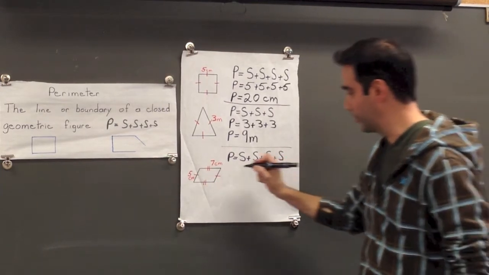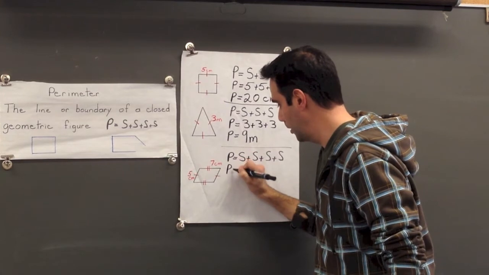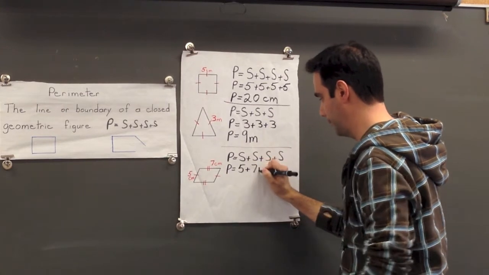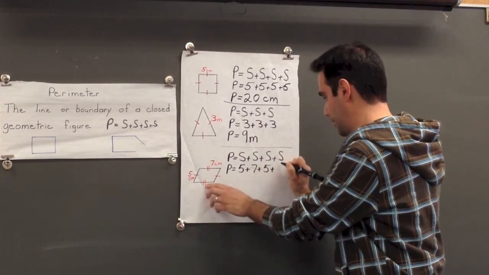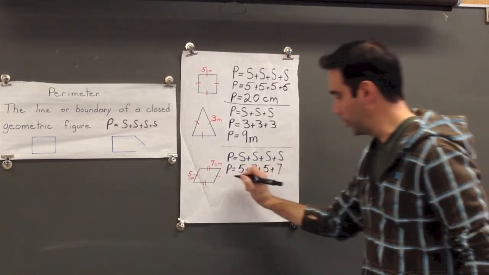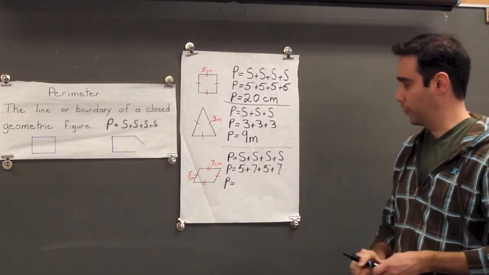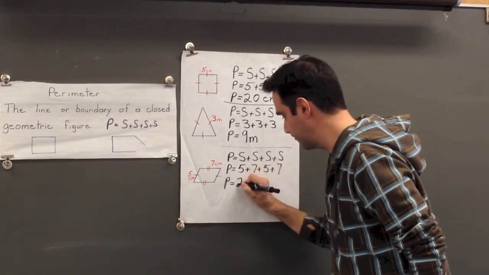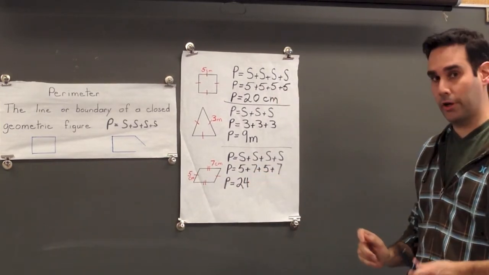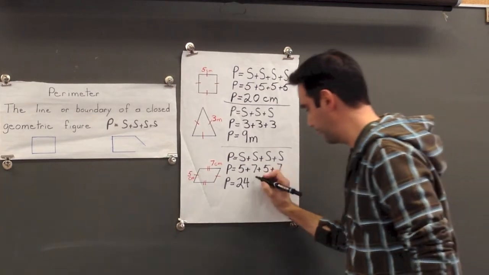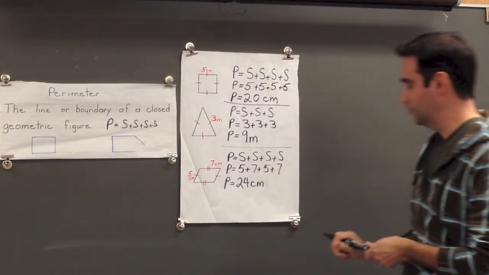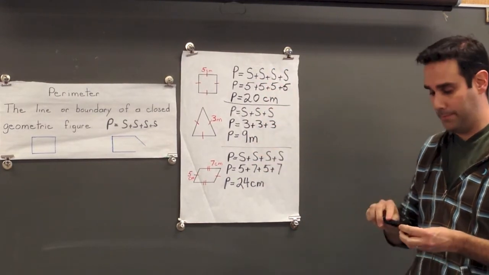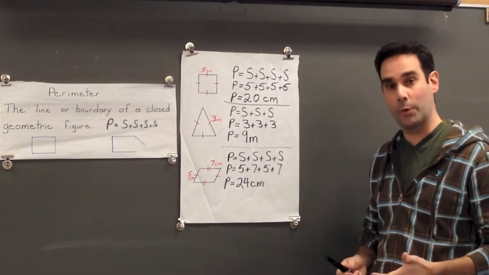So now let's plug in the numbers. P for perimeter equals 5 plus 7 plus 5 plus 7. Okay. Our last line to our formula, P equals 5 plus 7 plus 5 plus 7, which will give us 24. Now it's not just 24, it's 24 centimeters. All right, so we've had 3 different figures and we've used our formula P equals S plus S plus S to help figure out what the perimeter is.